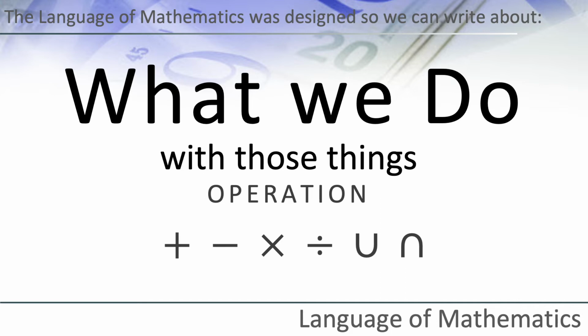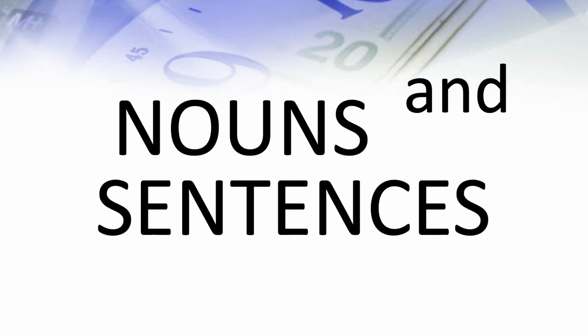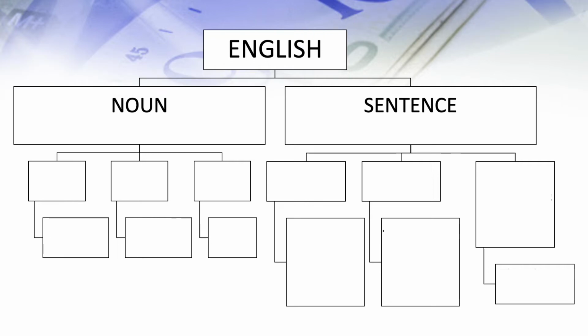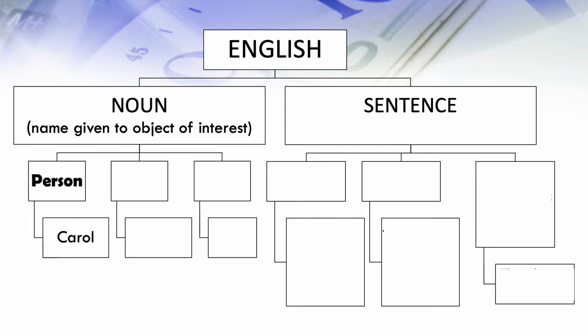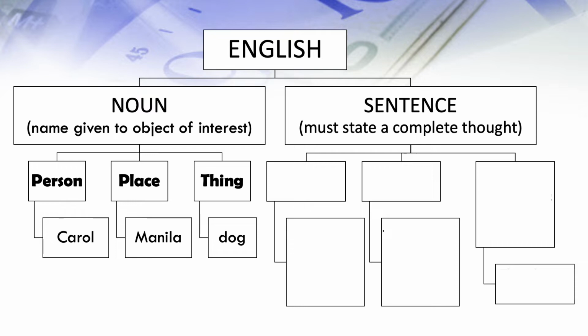Okay. So, i-connect nouns and sentences. Now, in English, so actually, we are familiar with nouns. These are a name given to object of interest. So it might be a name of person, place, things. So we all know that in English. And we have the sentence. When we say sentence, we are talking about a word or group of words which state a complete thought.